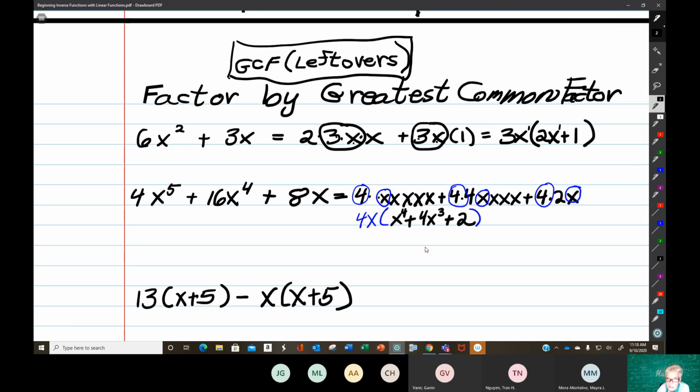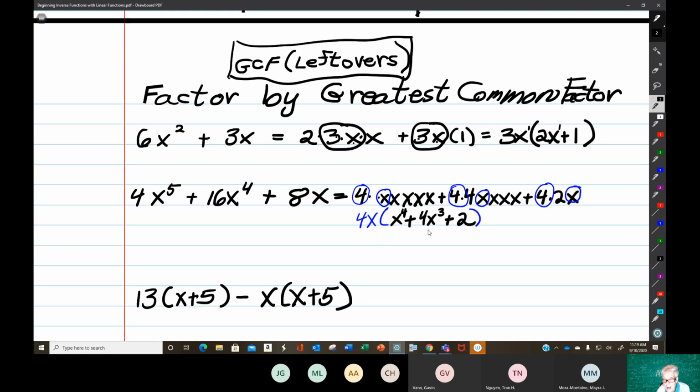And then I'm going to double check. 4x times x to the 4th will give me 4 times 5 x's, which would be x to the 5th. And 4 times x times this would give me 4 times 4, which is 16, and then x times x to the 3rd would be x to the 4th, and then 4x times 2, the 4 and the 2 multiply, giving me an 8, and then there's also an x, and that is what I started with right here.